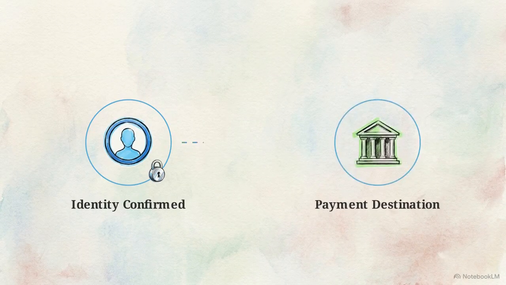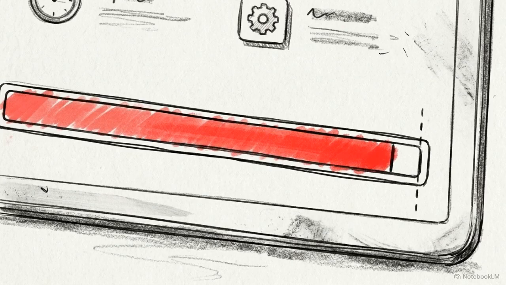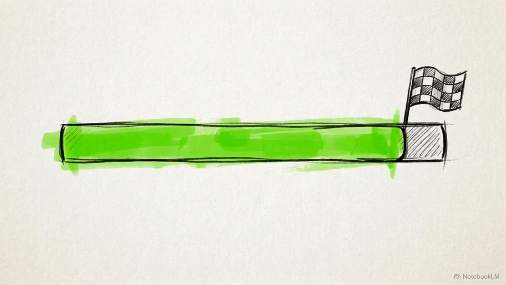With your identity locked in, you need to tell the system exactly where to send your cleared funds. This drop-down menu shows the financial instruments available for your region, which typically include direct electronic funds transfers or wire transfers. Now we arrive at the final barrier before a payout is authorized, the payment threshold. For most accounts, this minimum is $100.